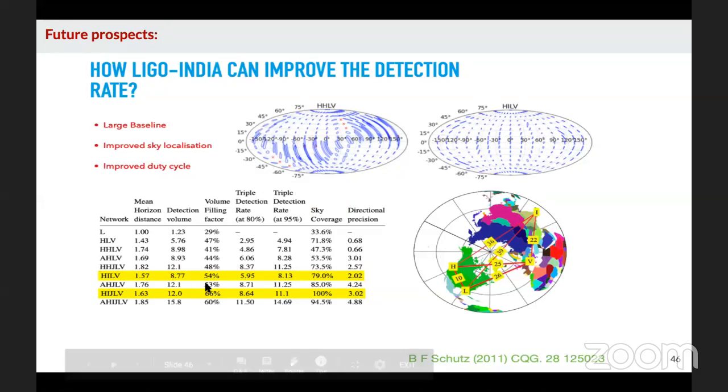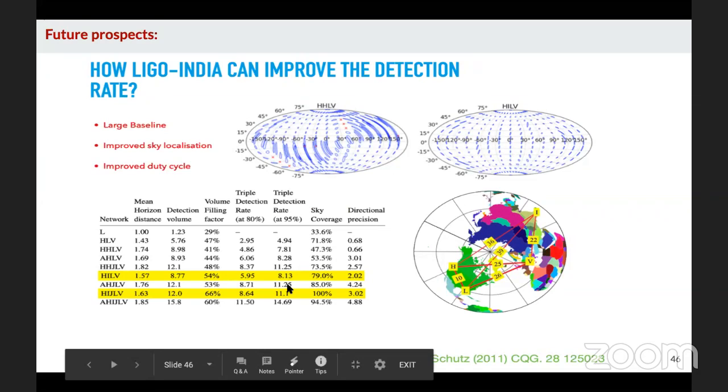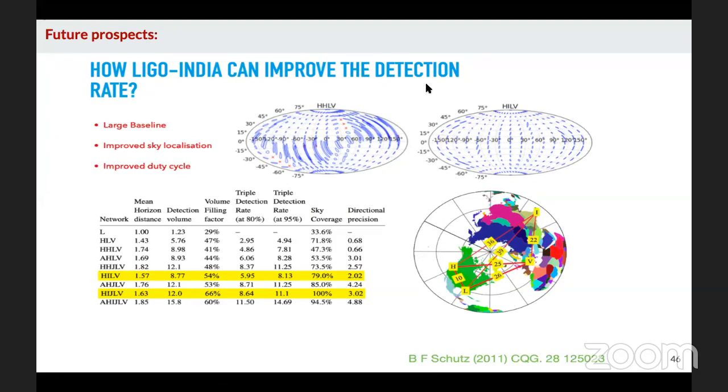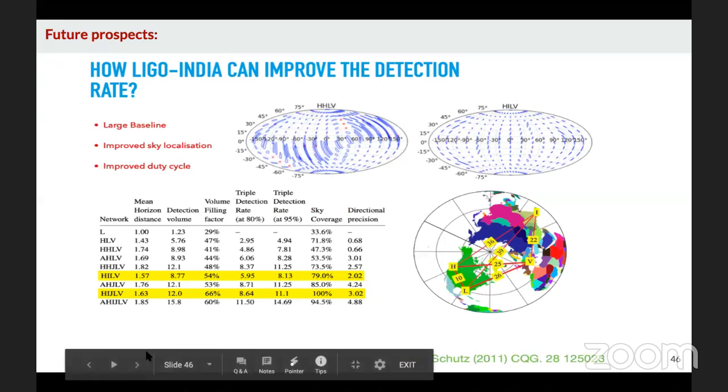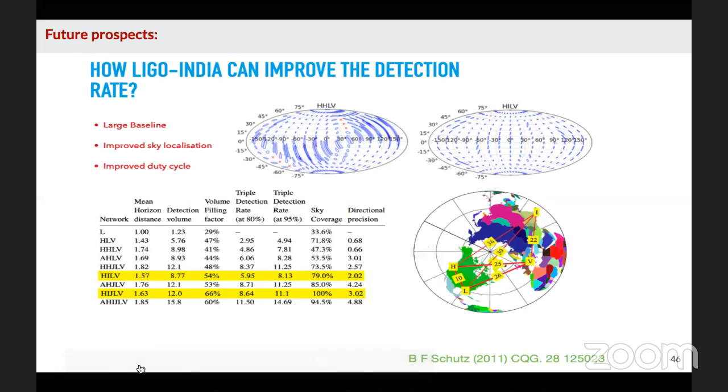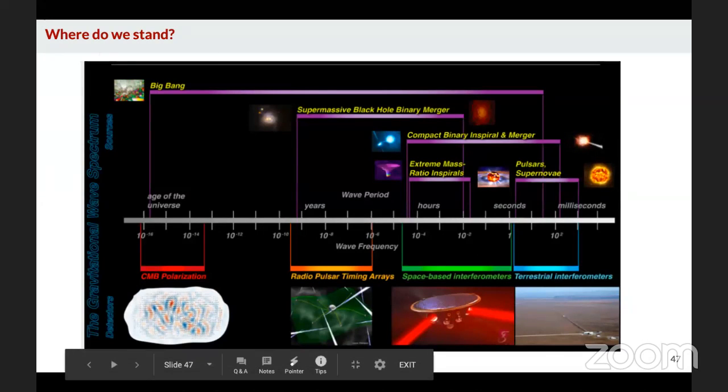And this way we will be detecting more and more signals, as you can see from this estimate. So having a LIGO India will definitely improve our detection rate. This is what we hope for. And where do we stand?